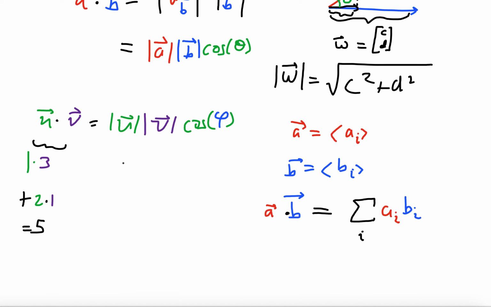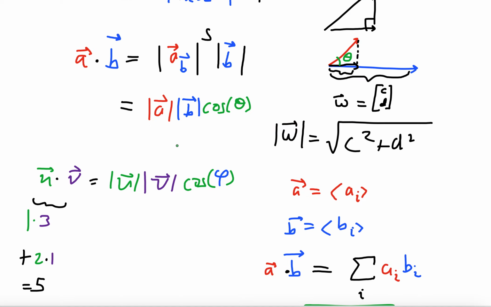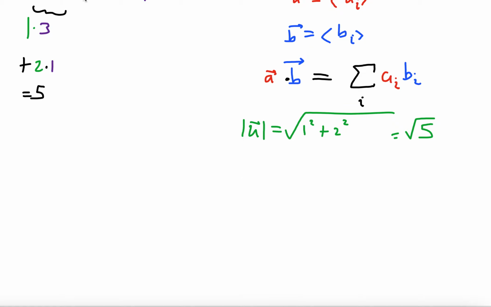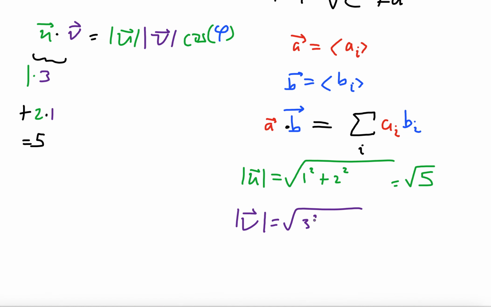All right. Now, what is the magnitude of U? Well, the magnitude of U is going to be, by this idea over here, the square root of our components squared. So you have 1 squared plus 2 squared, which becomes 1 plus 4, which is equal to the square root of 5. All right. And what's the magnitude of V? Well, the magnitude of V is going to be the same idea. We have 3 squared plus 1 squared, and that's going to be equal to 9 plus 1, which is equal to the square root of 10.